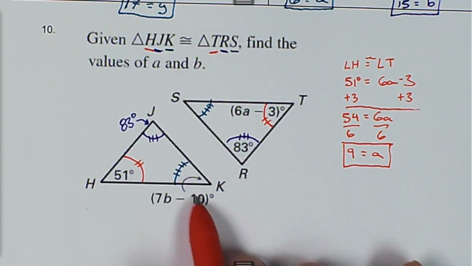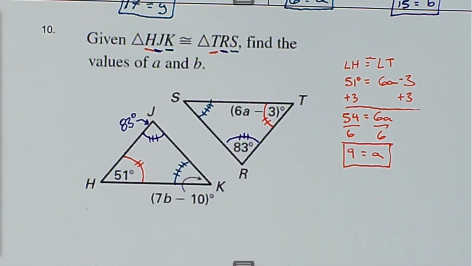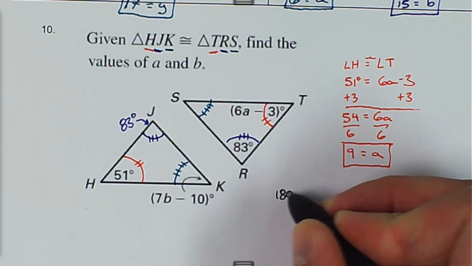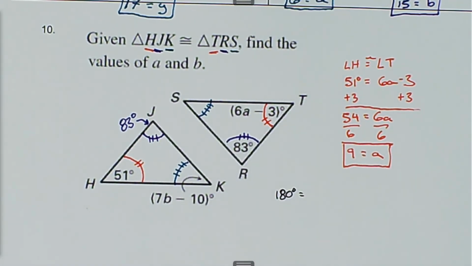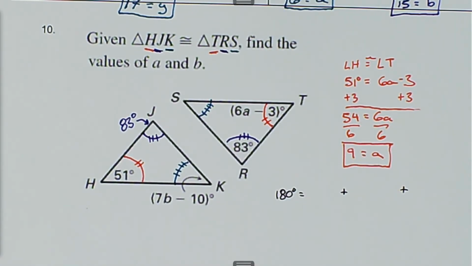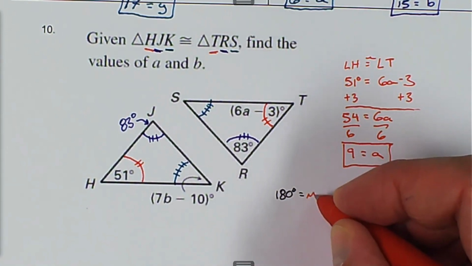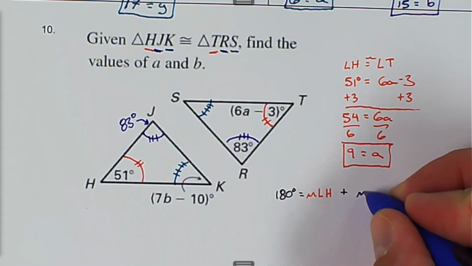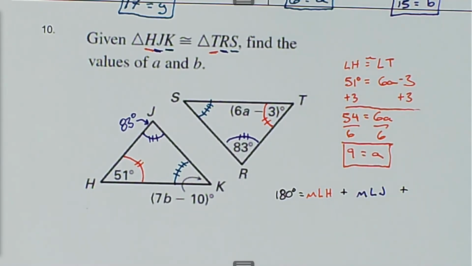So we have an expression that represents the measurement. So we can add those together with triangle sum theorem, and we can figure out what that is. So we'll write it out again. We have 180 degrees is equal to, and we're going to add 3 angles. So the measure of angle H plus the measure of angle J plus the measure of angle K.